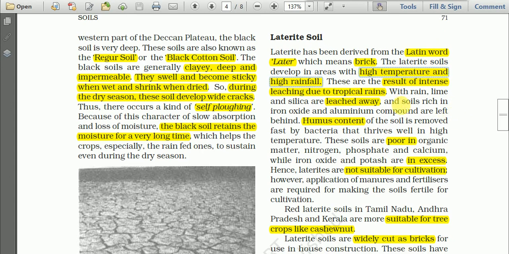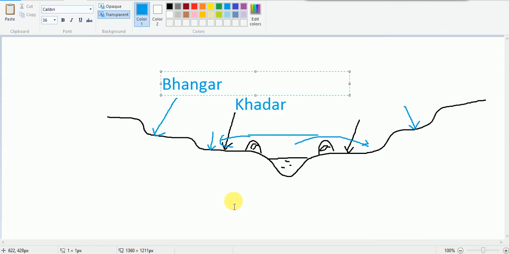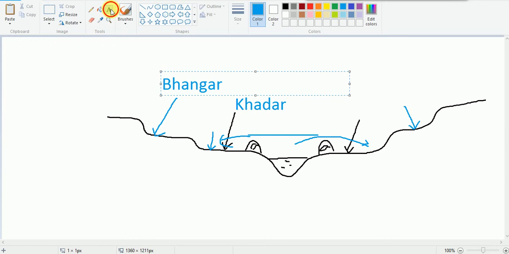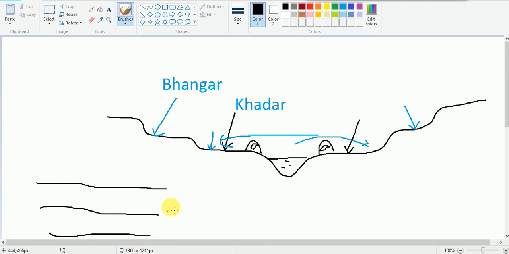And these are the result of intense leaching due to tropical rains. So laterite soils are formed by the leaching process. With rain, lime and silica leach away, and soils rich in iron oxide and aluminum compounds are left behind. You know the leaching process, actually, see here. Let us say this is the surface, and this is the topmost soil. Let us say the A horizon, for example.